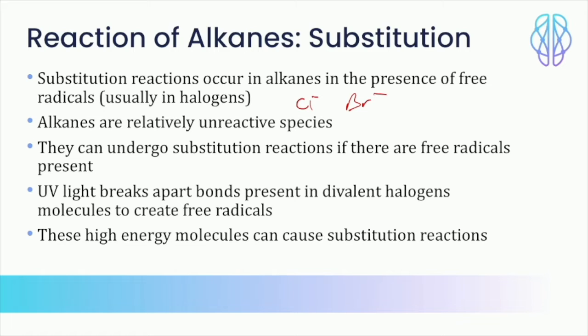We have an example in the next slide, but one thing I need you to remember is that these reactions require a high amount of energy. You need to break these bonds apart, and that usually comes in the form of UV light. The UV light doesn't actually break apart the alkane; it breaks apart the bonds present in the chlorine, or the halogen in general, these diatomic halogen molecules, and they create free radicals. These free radicals then attack the alkane, and then the substitution reaction occurs.